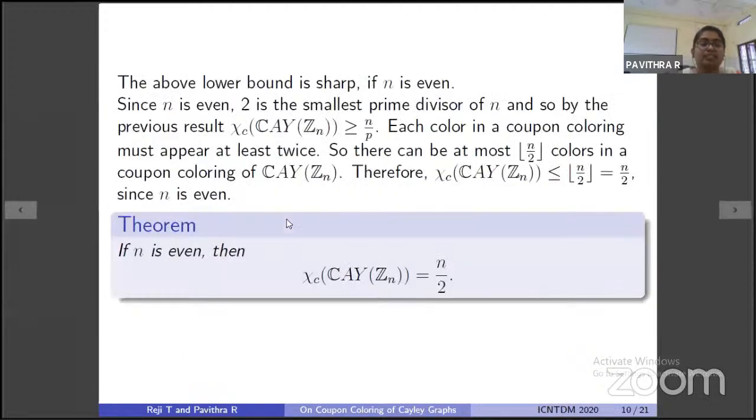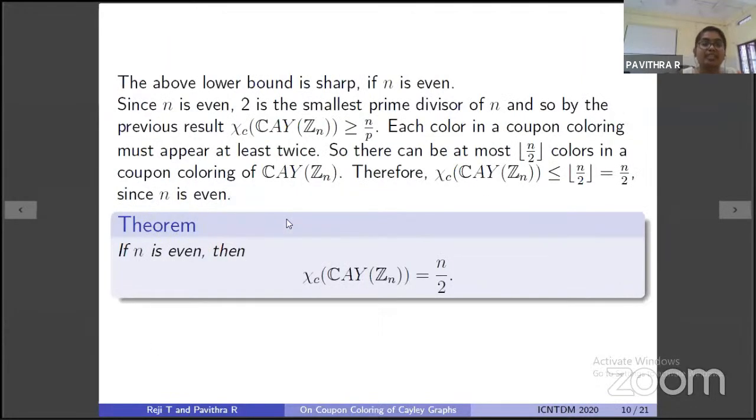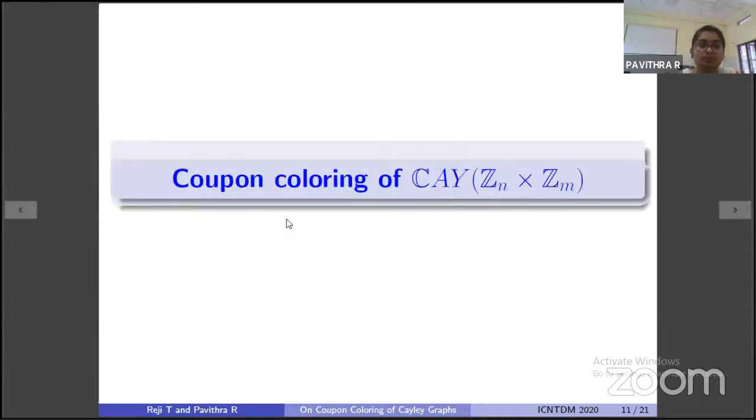And we said that the above lower bound is sharp when n is even. Since n is even, 2 is the smallest prime divisor of n. So by the previous result, we can say that it is greater than or equal to n by 2. Each color in a coupon coloring must appear at least twice. So there can be at most floor function of n by 2 colors in a coupon coloring of the Cayley graph of Zn. Therefore, it is equal to n by 2.